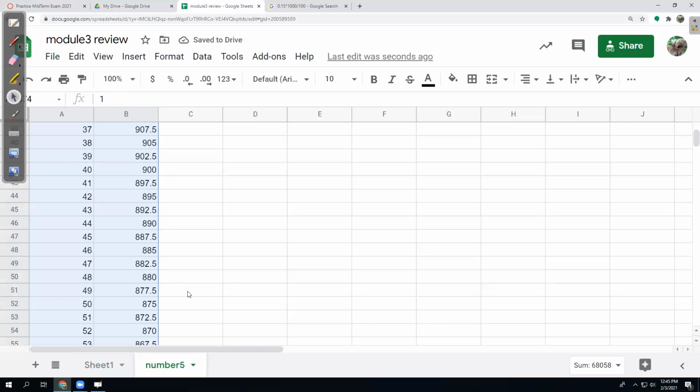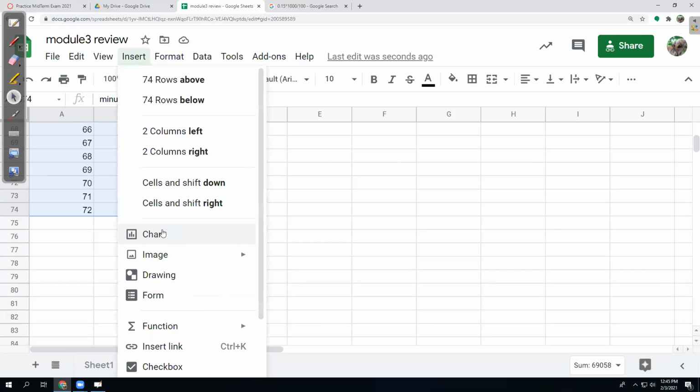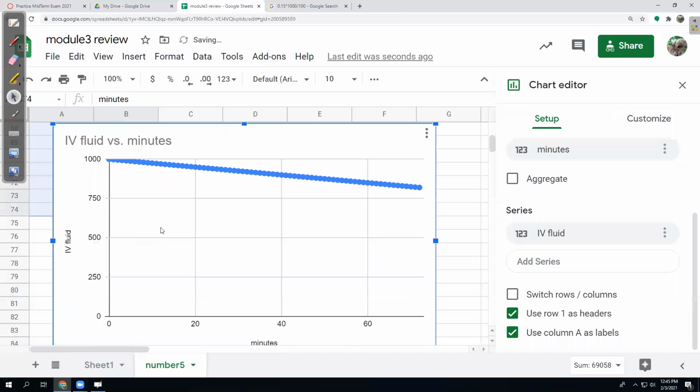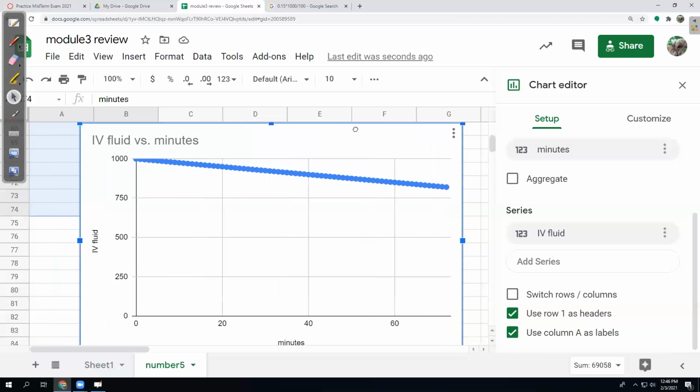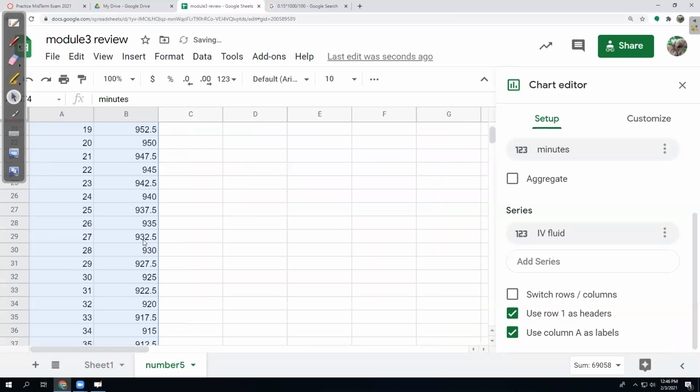And then if I graph this by highlighting it, insert chart, that looks like a pretty straight line there. Okay, so it turns out the spreadsheet can help with the table here if you know how to plug it in. And so that's a trick on how to do this one, given that change of 2.5 milliliters per minute.